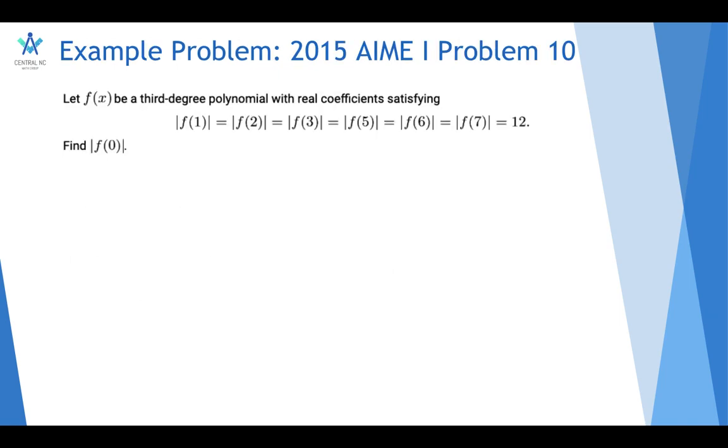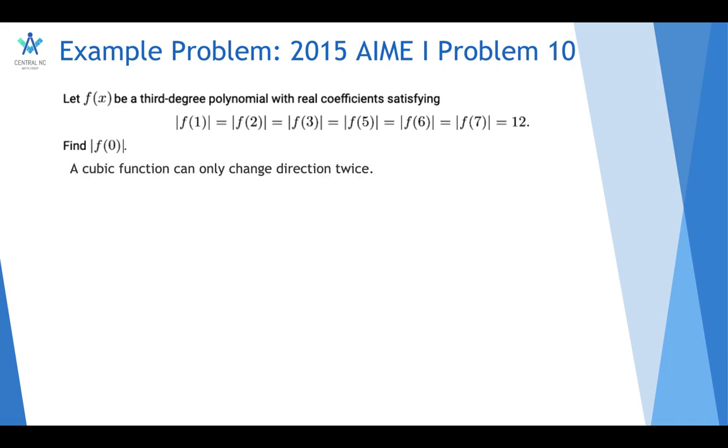Okay. The following problem is from the 2015 AIME 1. It's problem number 10. Let f(x) be a third-degree polynomial with real coefficients satisfying the absolute value of f(1) equals the absolute value of f(2) equals the absolute value of f(3) equals the absolute value of f(5) equals the absolute value of f(6) equals the absolute value of f(7) equals 12. Find the absolute value of f(0).